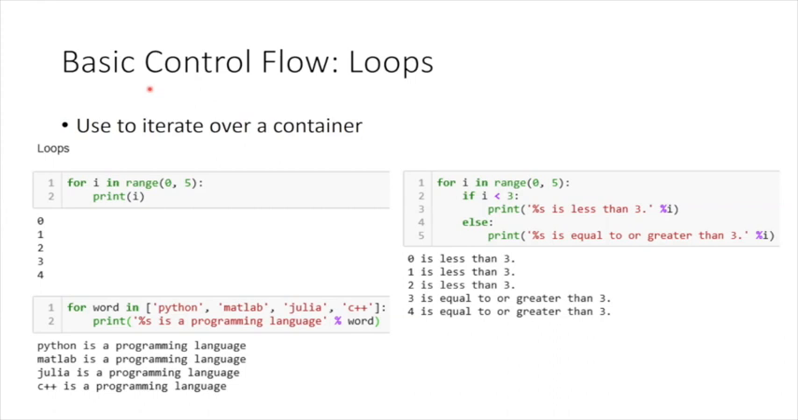Next, we want to talk about loops. The syntax for loops is slightly different than what it is in MATLAB, and they work slightly differently. For looping over a set of numbers, the easiest way is just to say for i in range of 0 to 5, print i. And this will print, as you can see, 0, 1, 2, 3, 4.